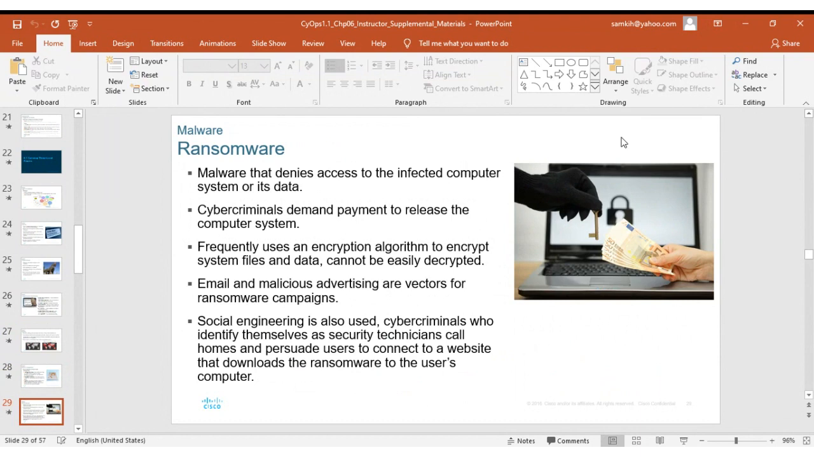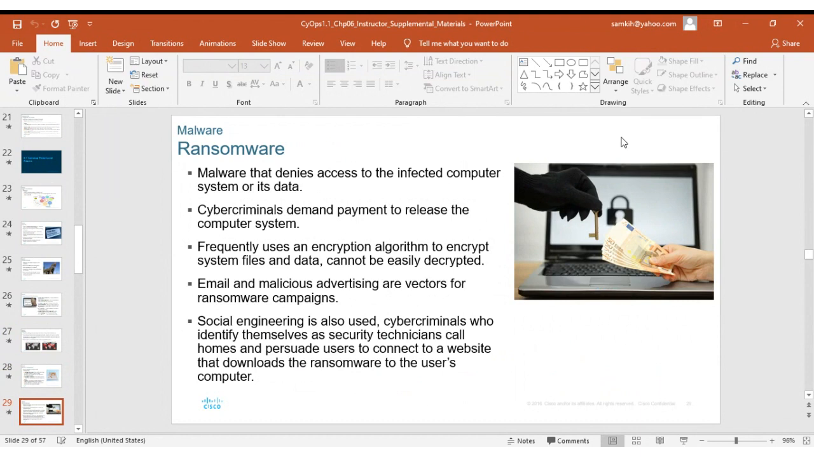Email and malicious advertisement are vectors for ransomware campaigns. So there are major emails and malicious advertisements; they are vectors of ransomware campaigns. And sometimes you see those emails being sent to you, like click here to get a reward, or install this file to do something on your machine.